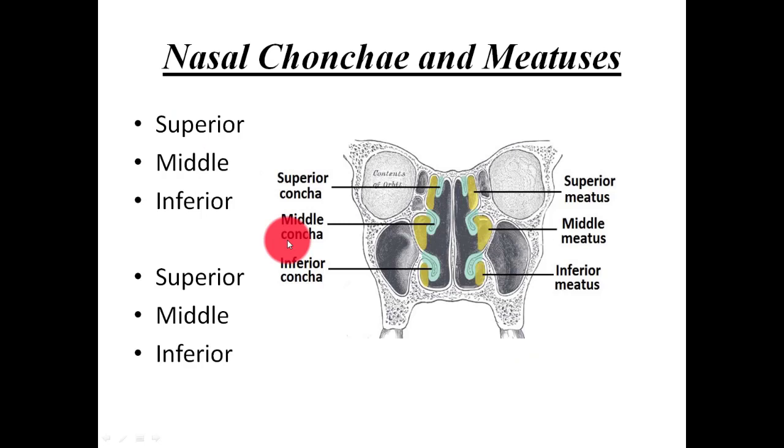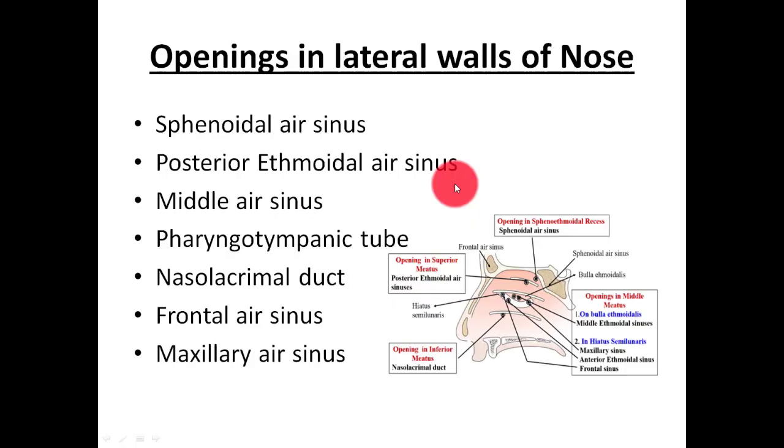Then there are the nasal conchae and meatus. So you can see here the bones project inside the nasal cavity. This projection is called the inferior concha. Then there is the middle concha, and then the superior concha. So superior, middle, and inferior conchae are there in the lateral walls of the nose. In between these conchae there are openings. These openings are called meatus: superior meatus, middle meatus, and inferior meatus. So the conchae and the meatus are also done.